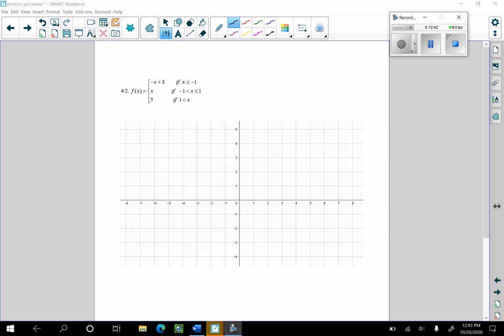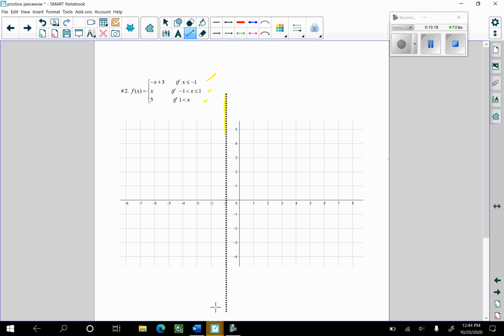What's the first thing that you do? No, you're right, Billy. You're going to create 2 vertical dotted lines. Where is the first dotted line going to be at, Billy? You're correct, at x equals -1, because the domain of this piece is broken up at -1 and 1. So I want a vertical line at -1. And there's my vertical line.